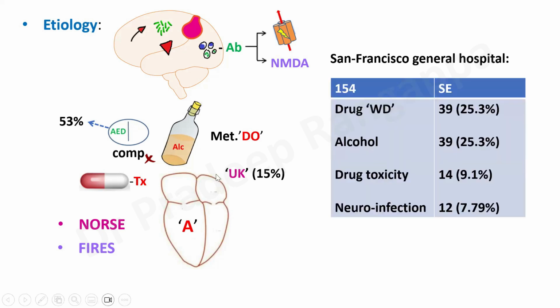So this was just a study from a US hospital in 154 patients with status epilepticus. Drug withdrawal was the commonest cause, followed by alcohol, followed by drug toxicity and neuroinfection. So this was the US data. So drug withdrawal was the commonest cause.